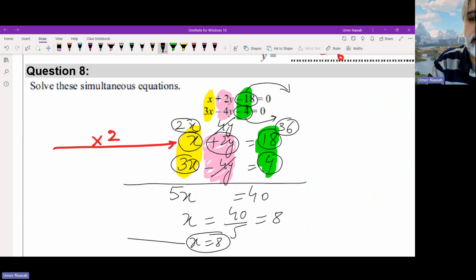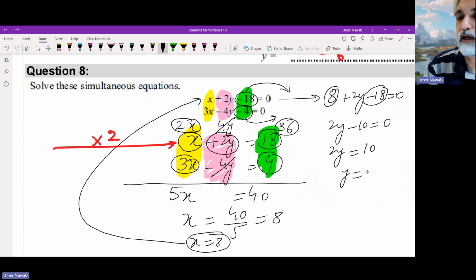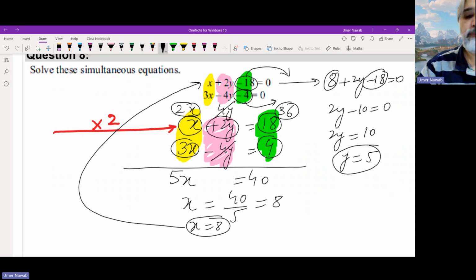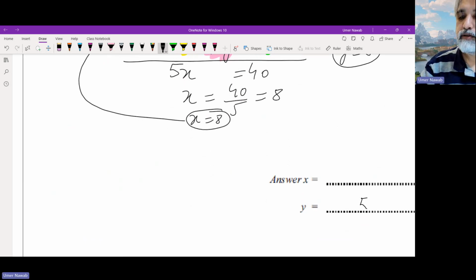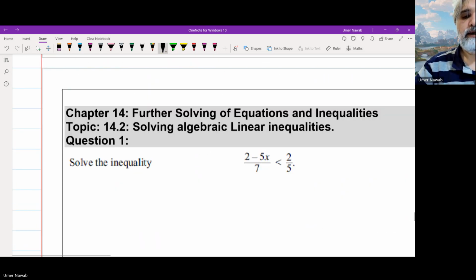Now I'm going to plug this x is equal to 8 into the first equation. So 8 plus 2y minus 18 is equal to 0. So 2y minus 18 plus 8 gives me negative 10, equal to 0. 2y is equal to 10 and y is equal to 5. So let me write the answers. y is equal to 5 and x is equal to 8.